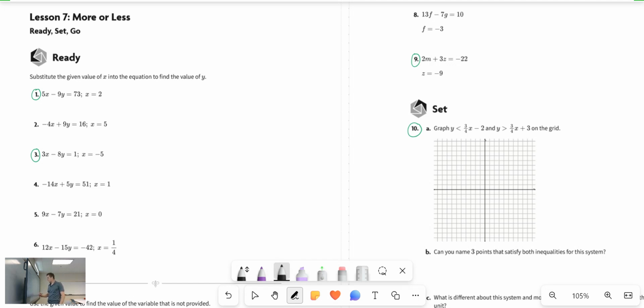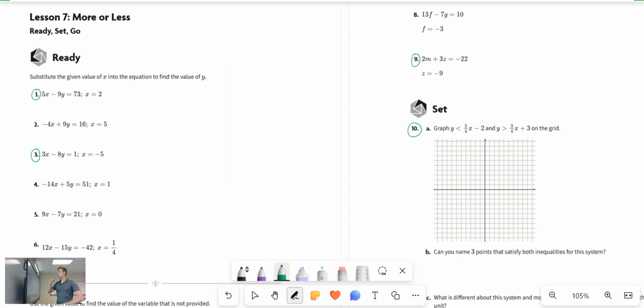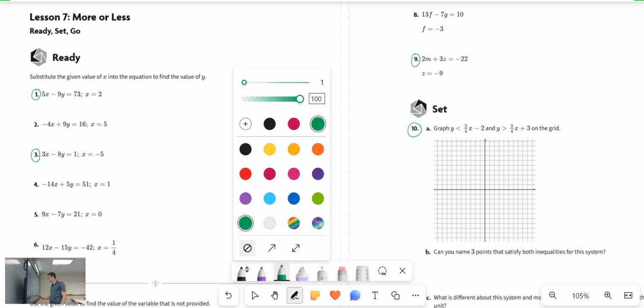All right, welcome to Unit 5, Lesson 7. We are starting with more or less. We're going to substitute the given value of x into the equation to find the value of y. Now, for number 1, we have 5x minus 9y equals 73, and we are substituting the value x equals 2.